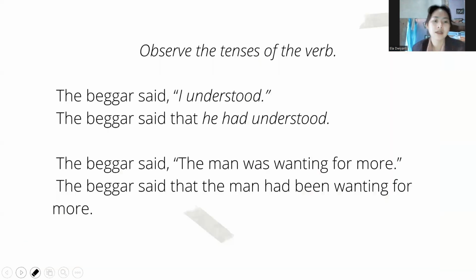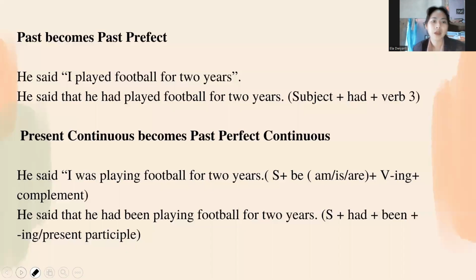Okay, next. Observe the tenses of the verb. Direct: I understood. Reported: that he had understood. Direct: the man was waiting for more. Reported: that the man had been waiting for more. Okay, past becomes past perfect.